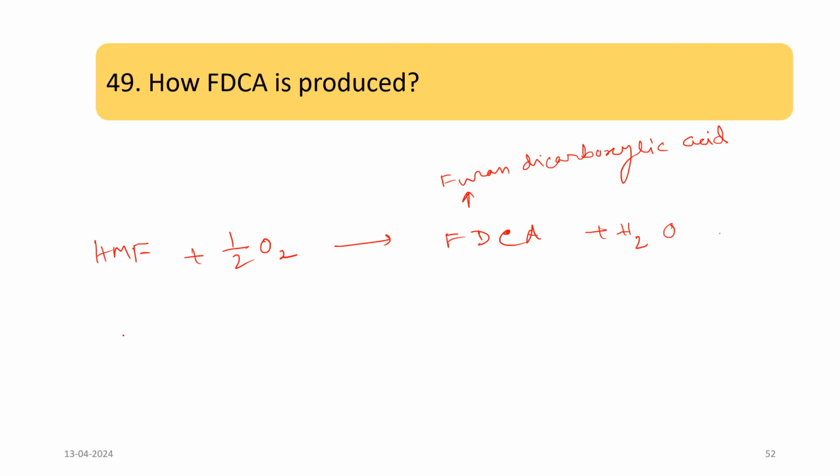Also, RMF, that is methyl furfural, with a methyl group or with an alkane group, is oxygenated. It can also produce FDCA and also the alcohol. Okay, so this is the production step for the FDCA.